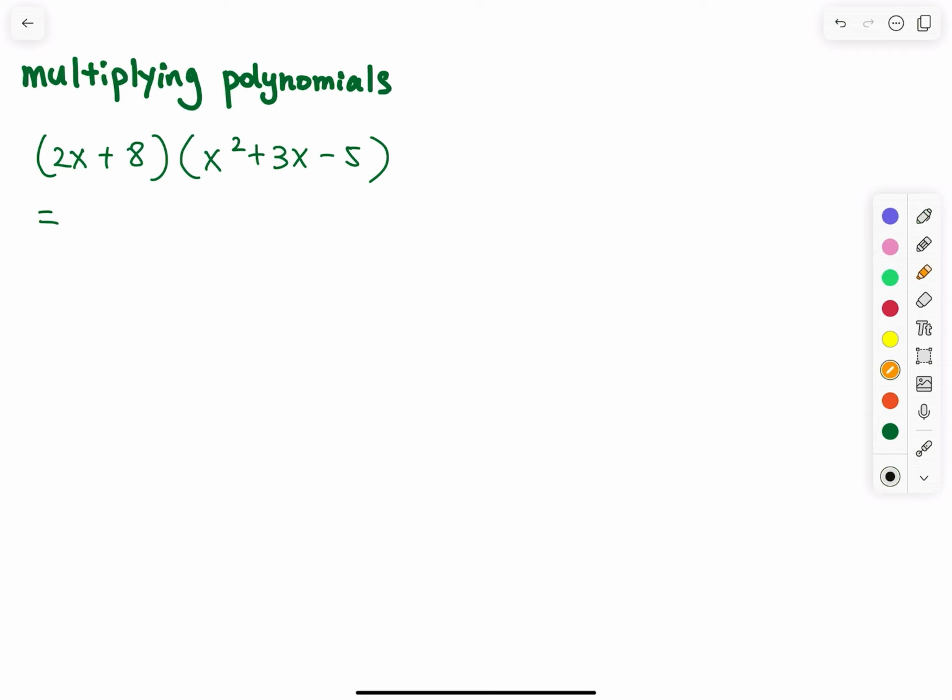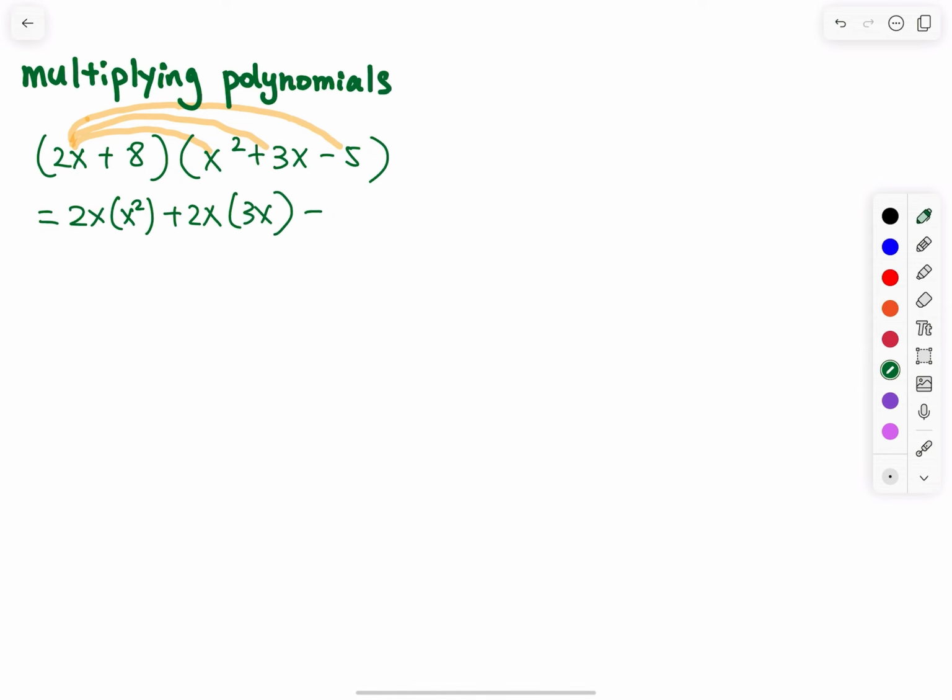All right, so I will be using 2x. I'm taking the 2x, and then I will just multiply. Oh, just pick the eraser. I will just take the 2x and then multiply every term in the second parenthesis. Okay, take the 2x, multiply to every term in the second parenthesis. So that is 2x times x squared, and then plus 2x times 3x, and then plus 2x times negative 5. And then let's use a different highlight. I will take the 8, multiply each term in the second parenthesis.